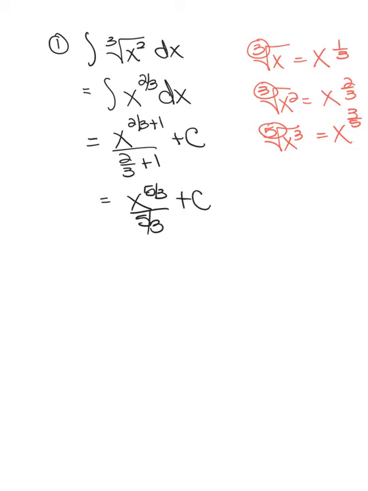Now, one of the things that we cannot have in our answer in calculus is a complex fraction. A complex fraction is a case where you have a fraction that has additional fractions on the top and or bottom. When you write this, it has to be written as a single fraction. So what we need to do is take this number on the bottom, and of course we're just going to flip it and multiply. So this will become 3/5 x to the 5/3, all plus c.